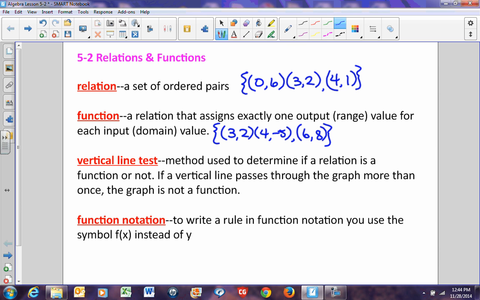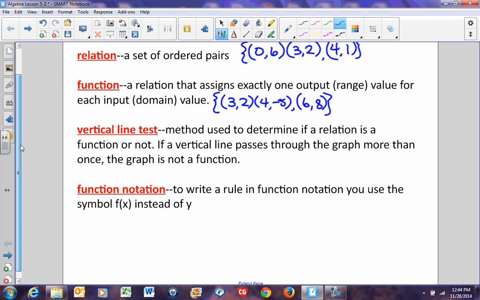So to see if something is a function, there are several ways you can look at it. You can look at it and say, do I have any repeating x values? If I do have a repeating x value, it better have the same y value as the first time it was listed. If it has a different y value than the first time it was listed, then it is not a function.